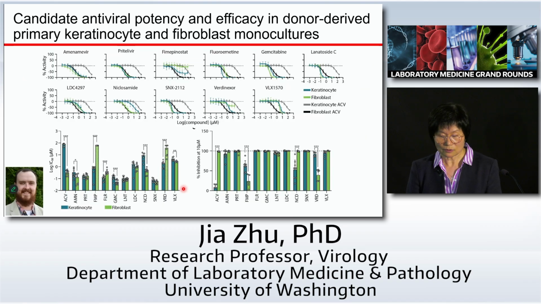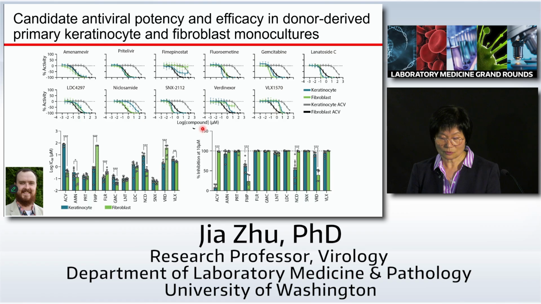Ian then investigated these top candidates and compared their antiviral activity to acyclovir. All 11 candidate antivirals are more potent than acyclovir in keratinocytes. But 5 of them are more potent than acyclovir in fibroblast cells as well.